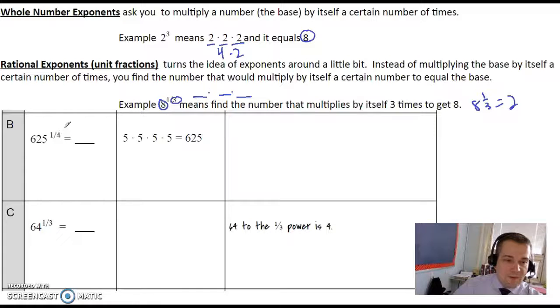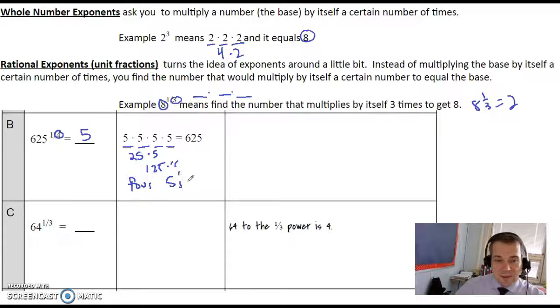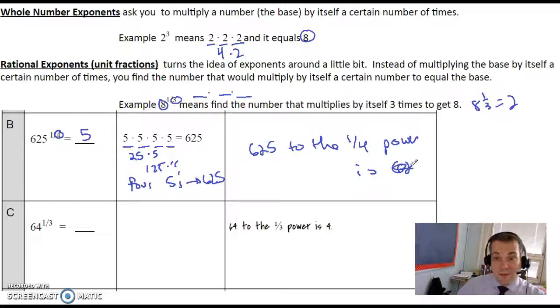So when I have 625 to the 1/4, you can kind of see based off what I have here that the answer is going to be 5, because this would indicate that I want something that multiplies by itself 4 times to give me 625, and if you get a calculator out and check this, 5 times 5 would give you 25, times this other 5 would be 125, times this fourth 5 would be 625. So 625 to the 1/4 is 5, because if we had 4 5s, they would make 625. And if I was going to say that verbally, I would say 625 to the 1/4 power is 5.